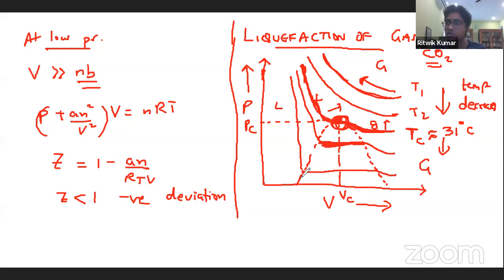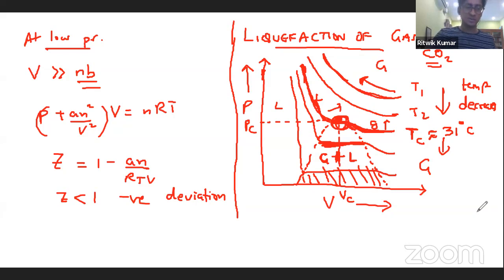In this region, this dotted line region that I have put, CO2 exists as a gas and a liquid phase. It's a continuous phase of gaseous CO2 and liquid CO2 in this region here. Did everyone understand this?